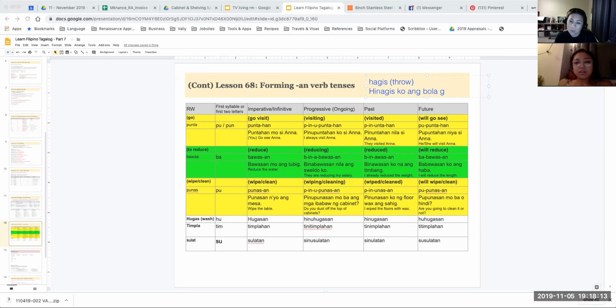Here we cannot say ng kamay ko. We would say hinagis ko ang bola. Obviously, you would use your hand, so it's understood. If you say hagis, it's only by hand, so you don't really have to mention your hand anymore.